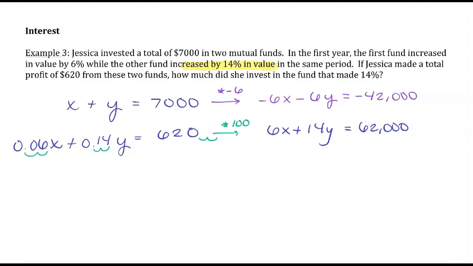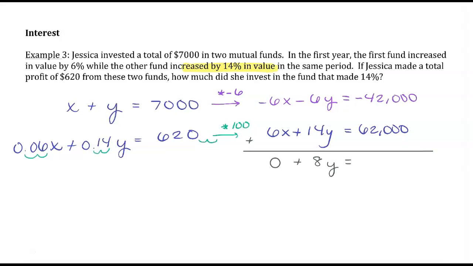Now let's use the addition method and simply add these two equations together. We have -6x plus positive 6x, which equals 0, just the way we planned. We have -6y plus 14y, or positive 8y. We have -42,000 and positive 62,000 for a total of positive 20,000.